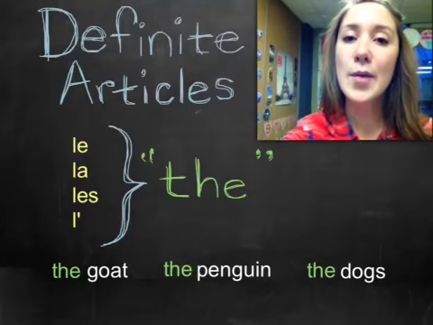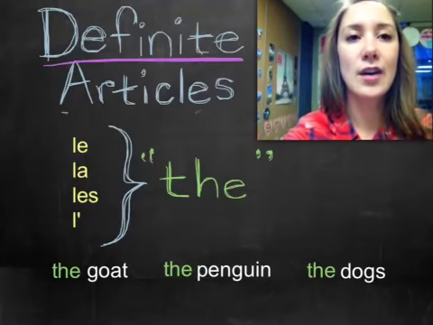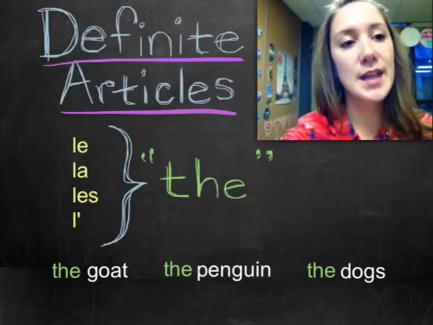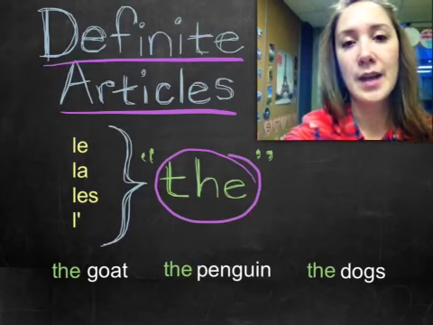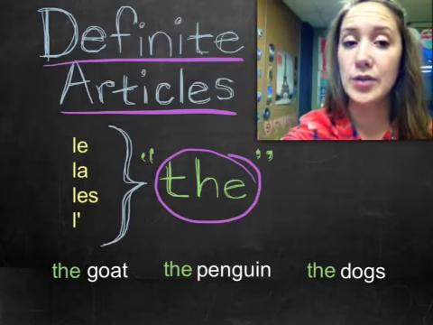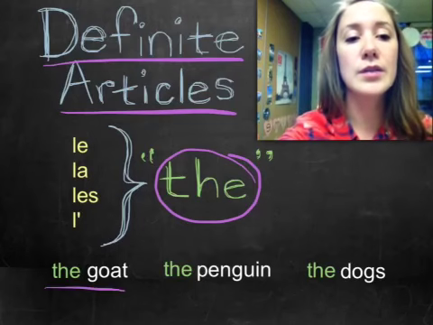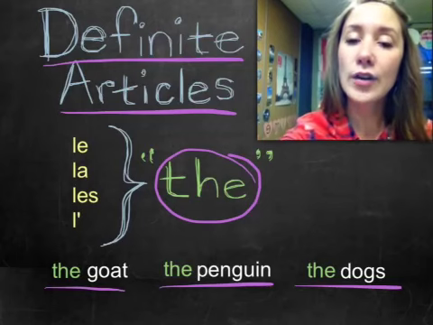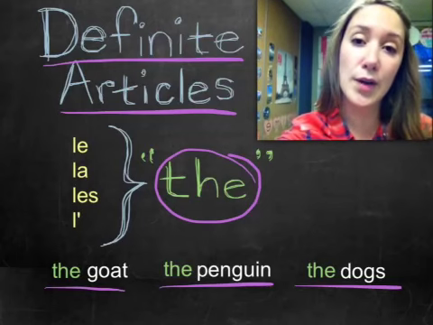Hi guys, today we're going to talk about definite articles. A definite article is just a fancy way of saying the word the. The is the only definite article that we have in the English language. So we would say the goat, the penguin, the dogs. An article is just a small word that goes in front of a noun.